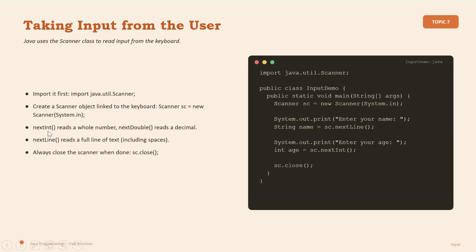Then we have some commonly used methods, that is nextInt, nextDouble, nextLine. nextInt reads an integer, nextDouble reads a decimal number, and nextLine reads a complete line of text. Remember, nextLine reads everything on the line, including spaces.